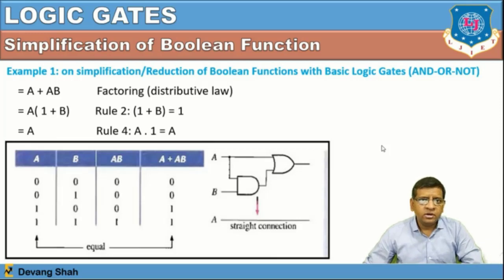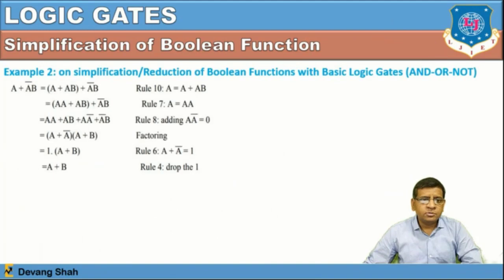Same way, you have A plus AB. You can check the two equal columns, A and A plus AB. Both have the same answer. So you can straight away reduce your Boolean functions. By reducing your Boolean function, ultimately you are reducing the circuit size. You are reducing the logic gates, the operations, and the time. So that's how you will get the fastest speed in a digital system.